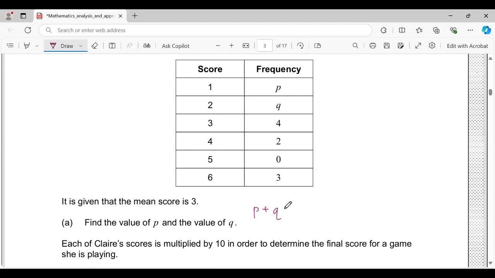P plus Q plus 4, okay, plus 2 plus 0 plus 3 equals 16. So P plus Q equals 16 minus 3 minus 2 minus 4, and it is 7. So the first equation is P plus Q equals 7.